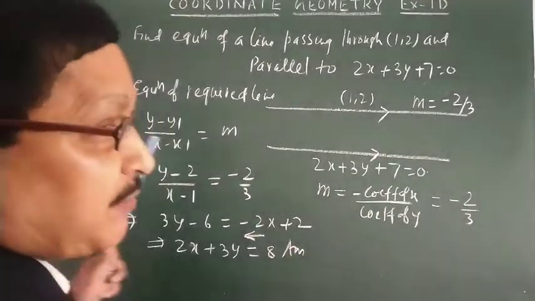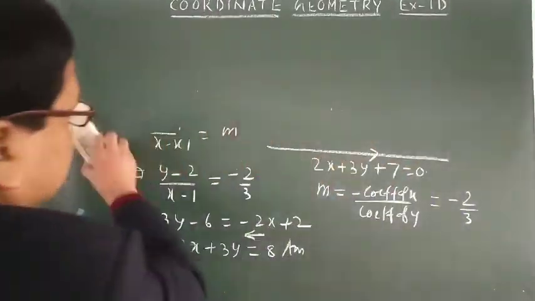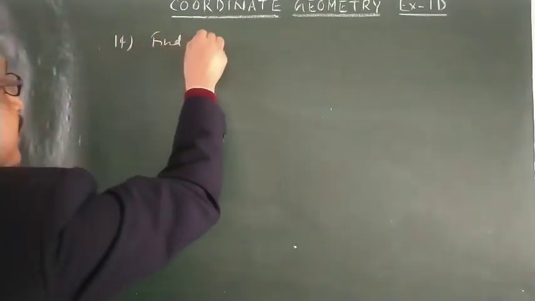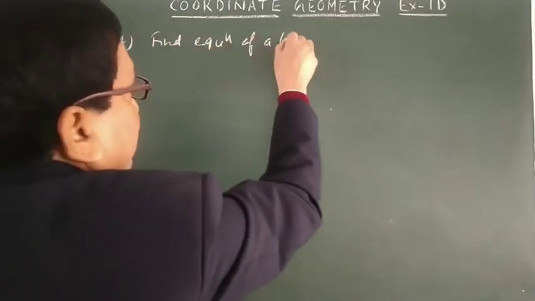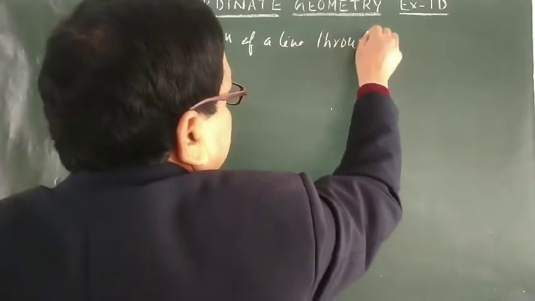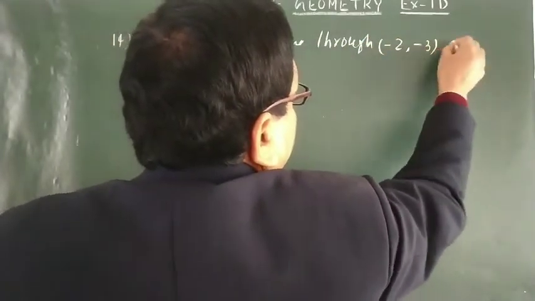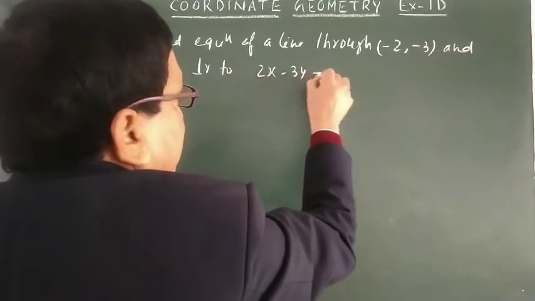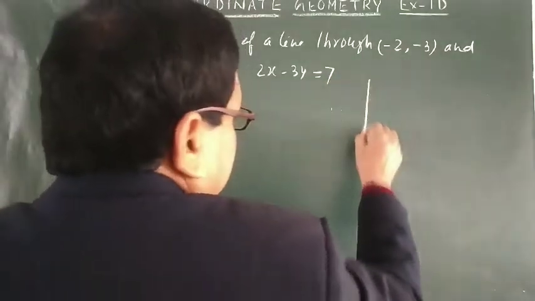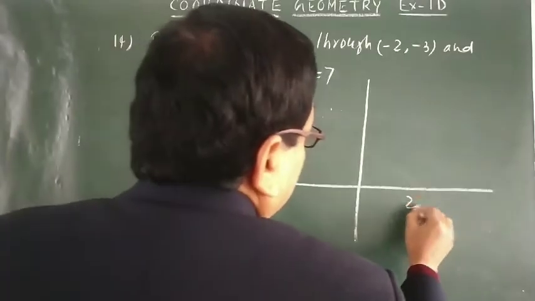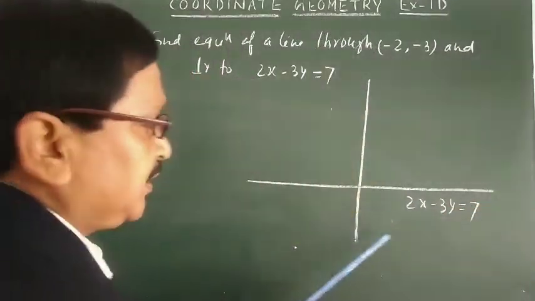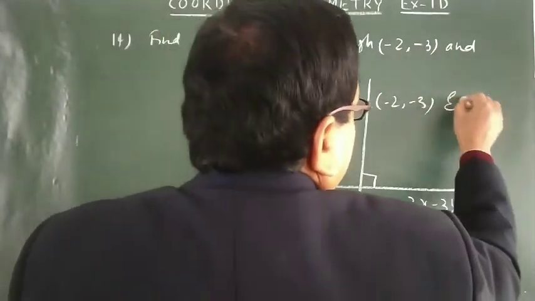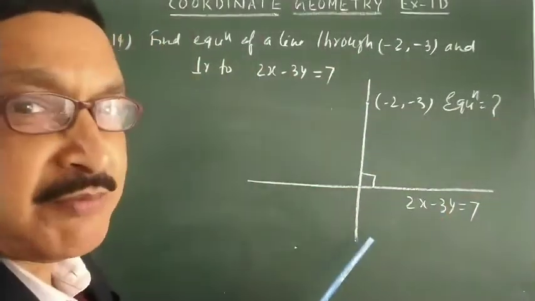Answer. One more question, number 14. Find the equation of line perpendicular to 2x minus 3y is equal to 7. So this is the question. This line is given, 2x minus 3y is equal to 7, and this is the perpendicular line which is passing through (minus 2, minus 3). We have to find out the equation of the perpendicular line.